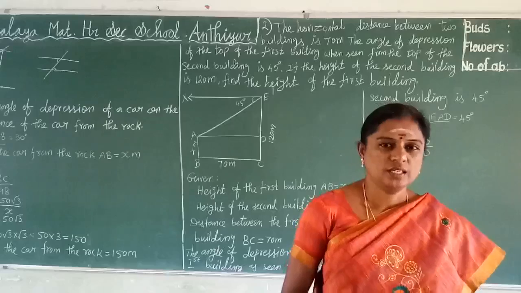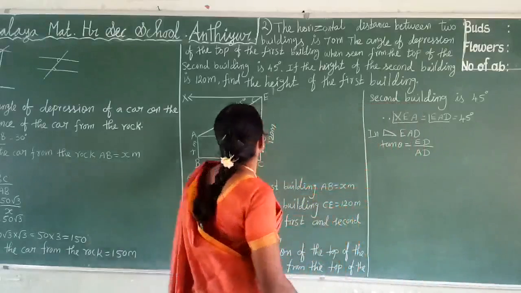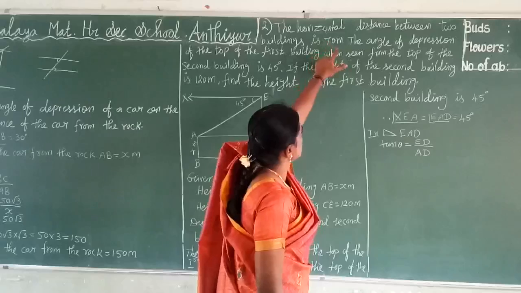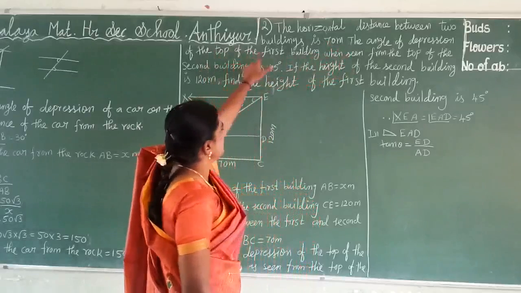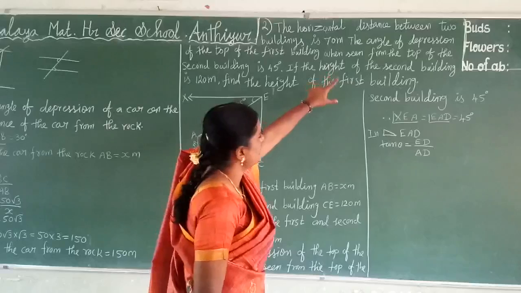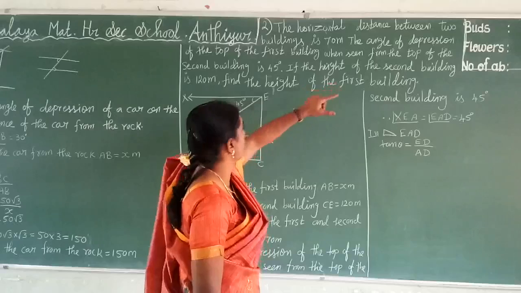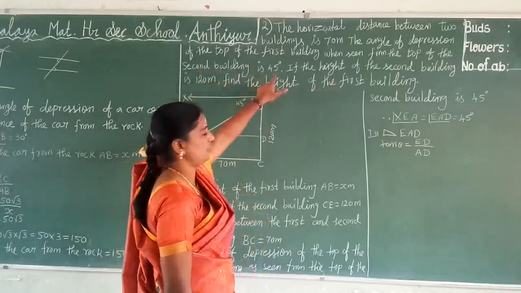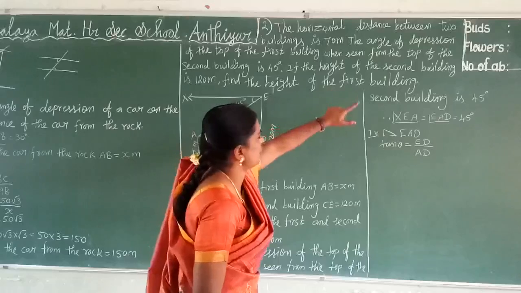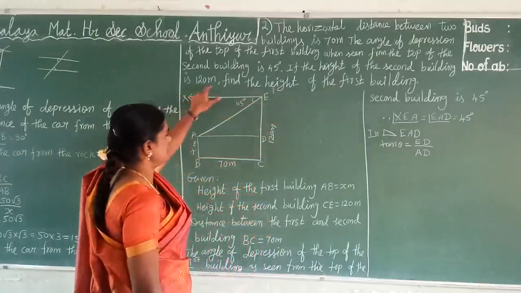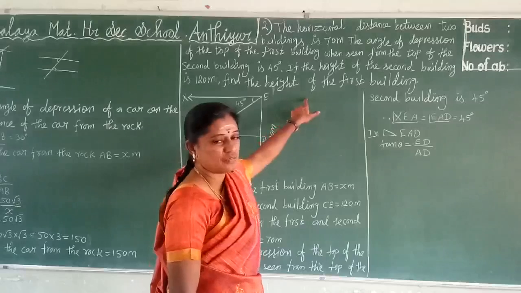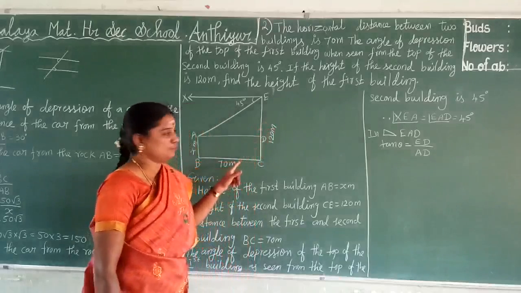Clear or not? Now we see the second sum. The horizontal distance between two buildings is 70 meter. The angle of depression of the top of the first building when seen from the top of the second building is 45 degrees. If the height of the second building is 120 meter, find the height of the first building. Here two buildings are given.